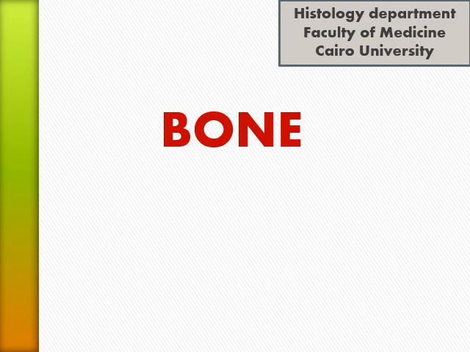The cells are either osteogenic, which is the mother cell, osteoblast, which is the bone forming, osteocyte, which is the bone maintaining, and the osteoclast, which is the bone eating. Why do I want bone eating? This occurs during healing of fracture and during growth.